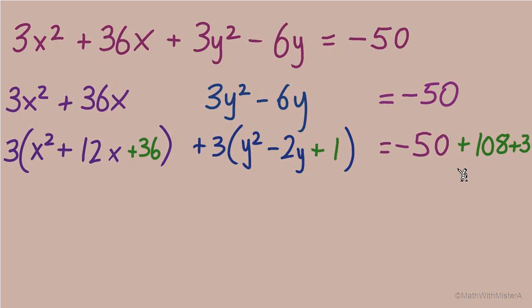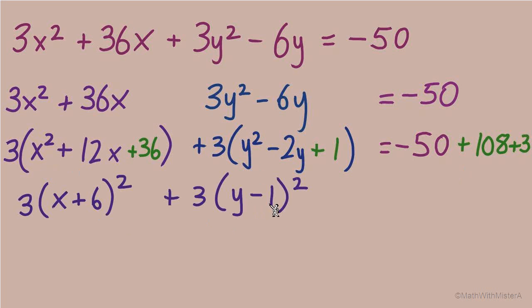Now let's write these trinomials in factored form. With the x's, this is an x plus 6 squared. The y's, this is a y minus 1 squared, and absolutely in factored form we can have a negative. It's negative in the factored form when this coefficient is negative, but the constant is always positive. So this is a y minus 1 squared, and let's clean up our right side. These all combined would give us positive 61.